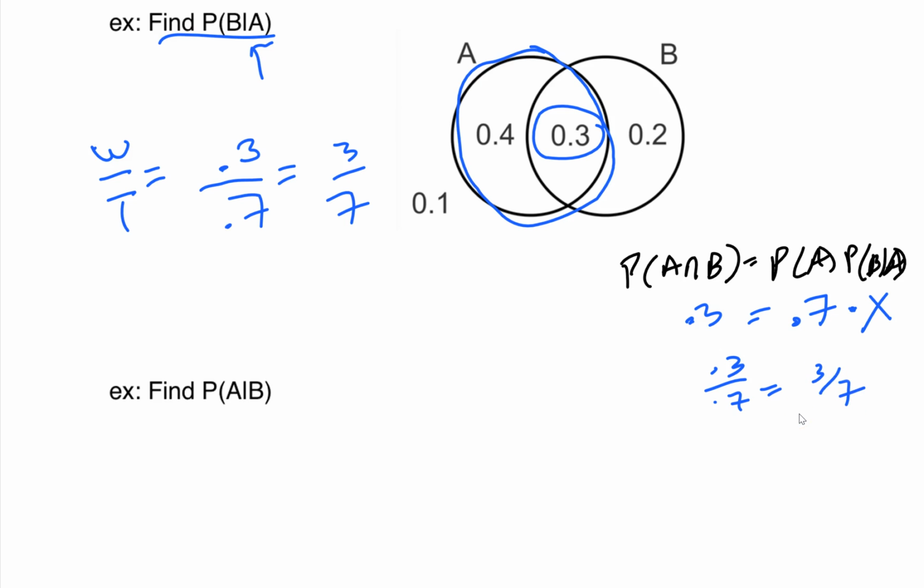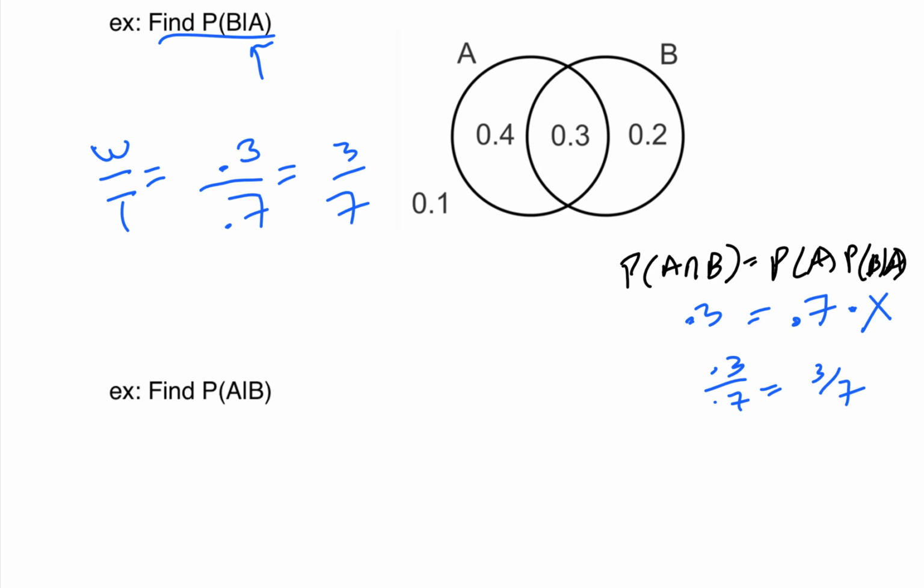Right? That's the idea. Now let's do the same thing with this other example. Same concept. Let me erase real quick. There we go. Behind the scenes of me making videos. So find probability A given B. Sorry, probability A given B.